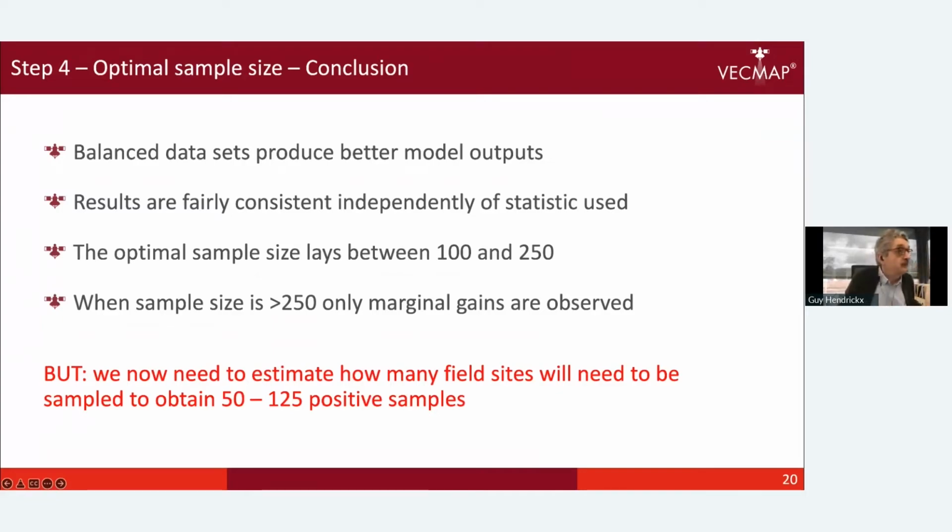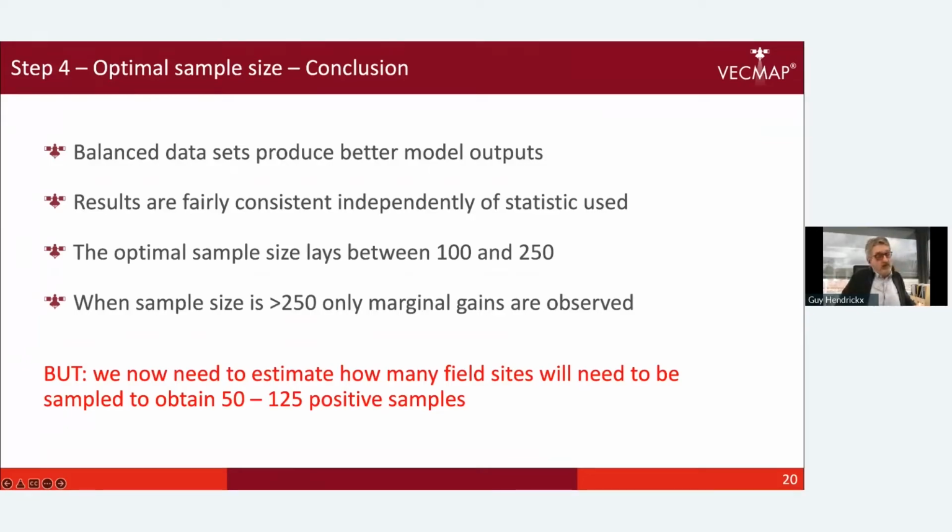Results are fairly consistent independently of the statistic used, which is interesting. Each of the statistics goes in the same direction. Of course, it can be documented and discussed, and that's always an interesting part of the discussion of your work when you do a spatial modeling paper: the different results obtained with different statistics can be discussed. And the optimal sample size lies somewhere between 100 and 250, which is good news because that's not that much. Especially in an area of 400 by 400 kilometers, which is a lot of square kilometers, this rather small sample size can give very stable model outputs.